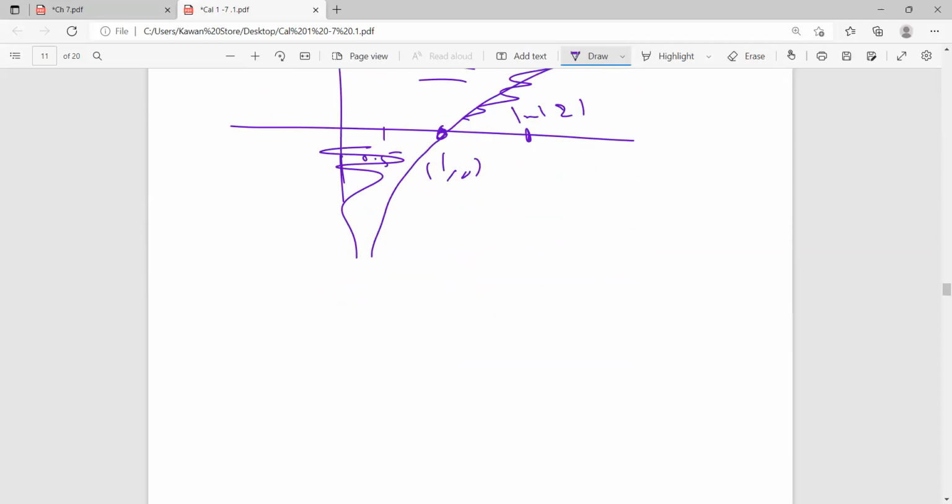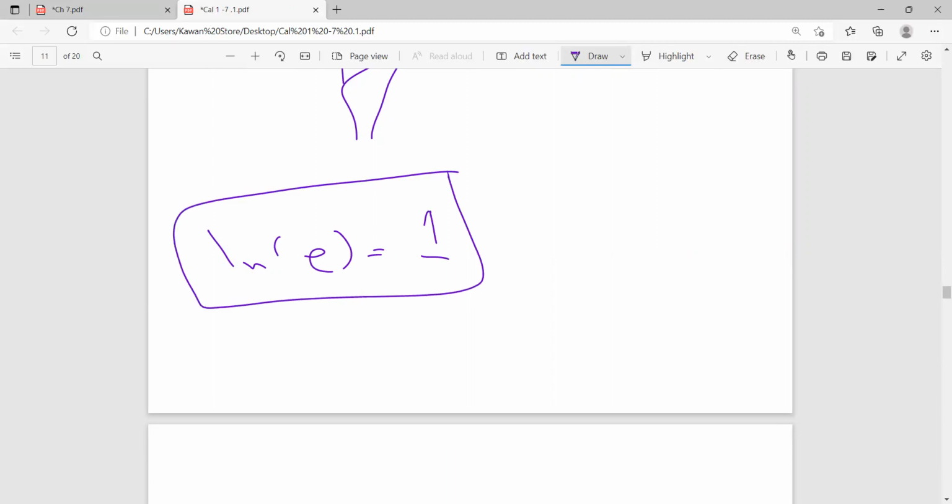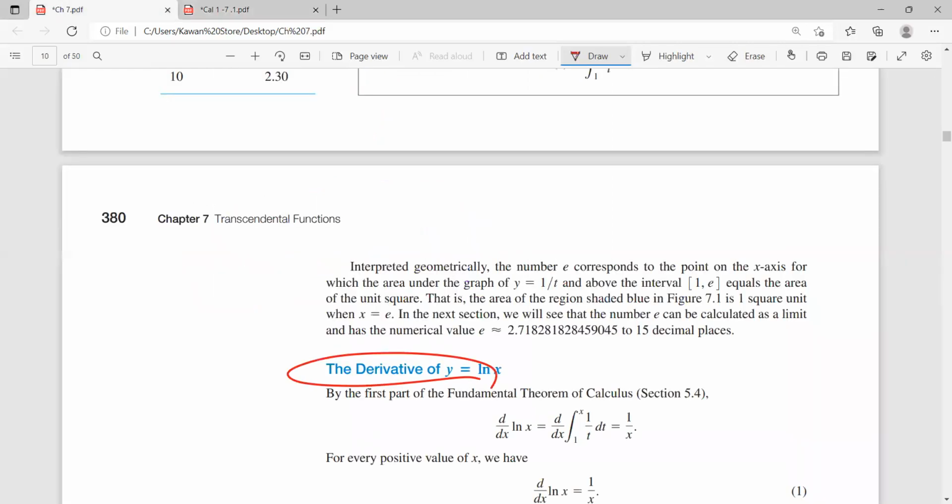So I'm going to talk about something else. Careful, ln of e will be equal to 1. Let this one be in your mind for the next section. Next section, or maybe next week, or next lecture, we are going to talk about this property, just like an alarm for you to remember it.